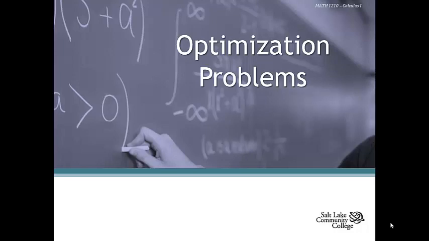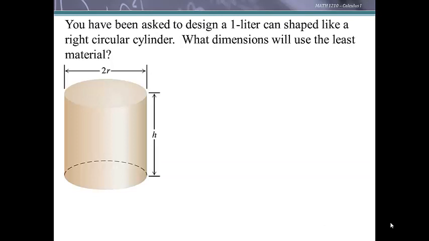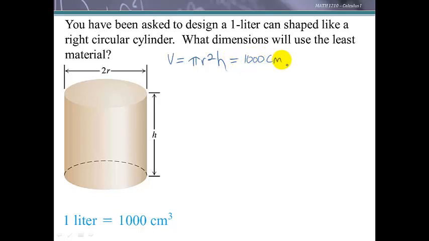So let's use these ideas, and we have been asked to design a 1-liter can shaped like a right circular cylinder. We want to know what dimensions will use the least amount of material. So here I've got my cylinder so I can visualize what we've got, and it needs to be 1 liter. Well, the volume of a right cylinder is the area of the base, which is circular, so that's pi r squared multiplied by how high it is, h. Well, 1 liter is 1,000 cubic centimeters, so this will equal 1,000 cubic centimeters.